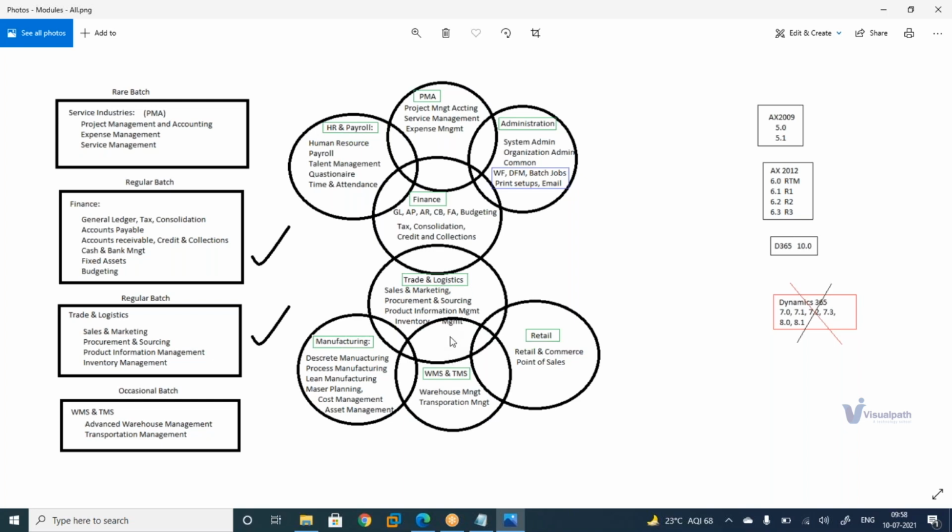And I will teach a little bit about warehouse management, very little, and manufacturing also little. In manufacturing, there will be discrete manufacturing, process manufacturing, and lean manufacturing. Small things you are going to learn, not much. But trade and logistics and finance, these are the 2 batches I will teach regularly.